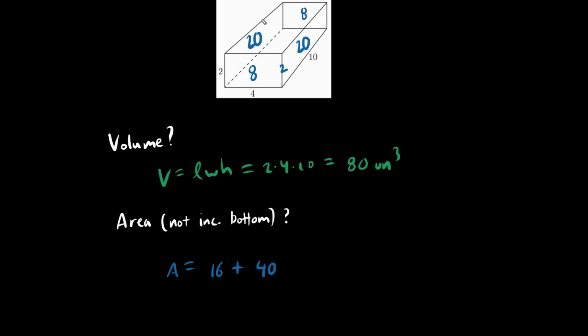Finally, we're going to add just the top, because the question says we're not including the bottom. So the top, we have 4 by 10, which is 40. So we're going to add the top, not the bottom. So we have 80 plus 16, which is 96 units squared.